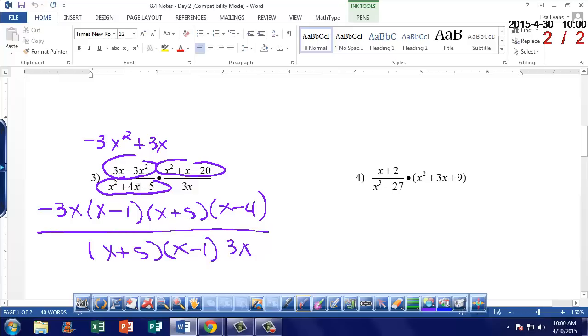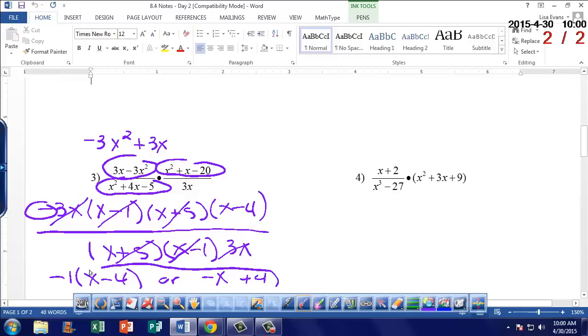Okay, so let's cross off any common factors, x minus 1, x plus 5, a 3x, and a 3x. Now be careful. You are left with a negative 1 there. So the numerator, I have a negative 1, or negative, times x minus 4. I will accept this as the answer, or some people want to multiply it through. You don't have to. It would be negative x plus 4. Either one of these would be correct. And like I said, I'm perfectly fine with you leaving it the first one because we've left our answers as factored answers.